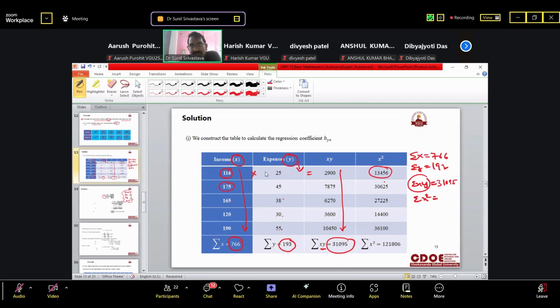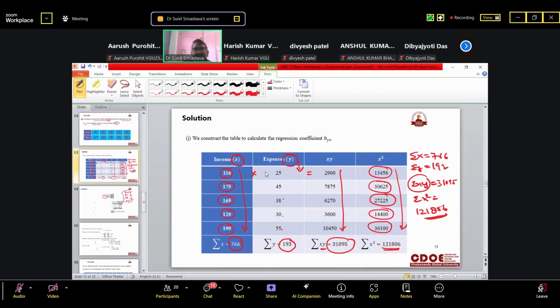175 into 175. 165 into 165. 120 into 120. 190 into 190. This gives the square of the X series. And finally, we have to take the sum. So we add all the rows and find a value that is 1,21,806. So the summation of X square is 1,21,806. This is the sum of all these things.